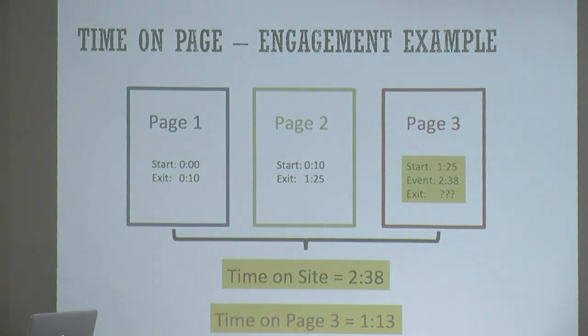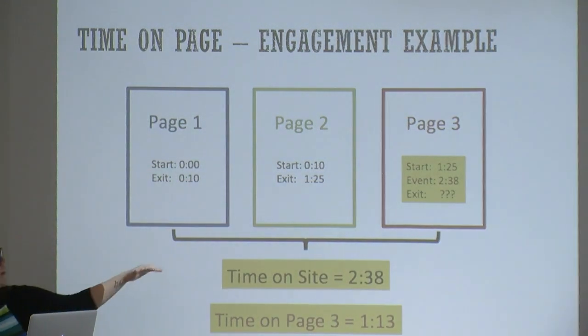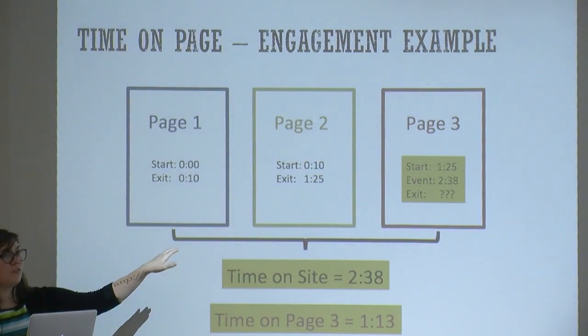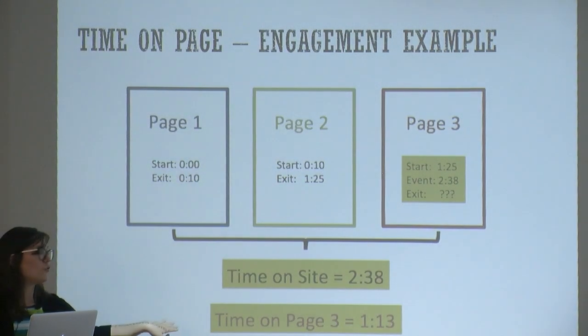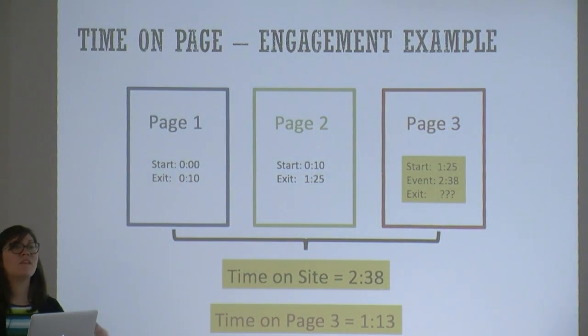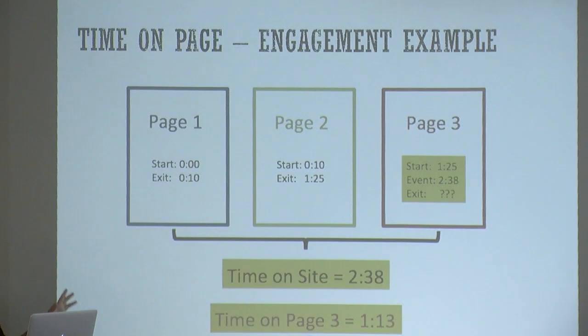This is another engagement example of time on page. So if you actually had, say, the event tracking in place, there's 3 page views, but say you had on page 3 a start and an event at 2:38. This again influences your time on site and your time on page 3. So again, the event hits or the interaction hits that you fire off to Google Analytics really influence all of your general calculations of time on site, time on page, bounce rate, everything.